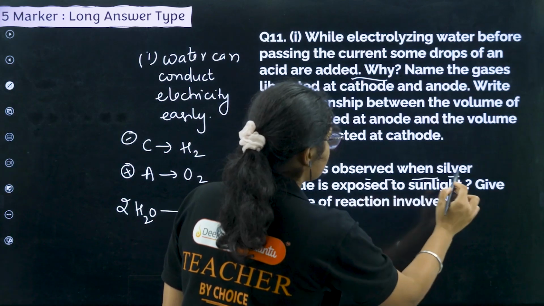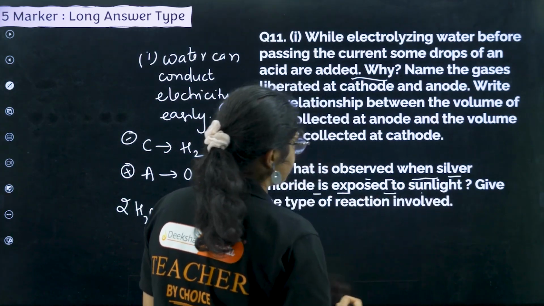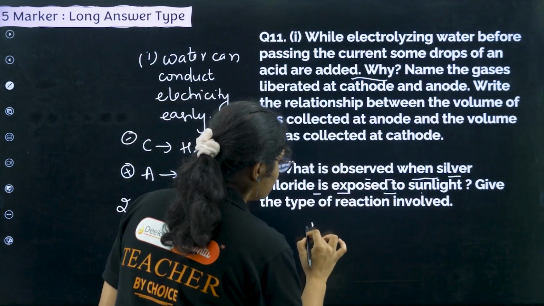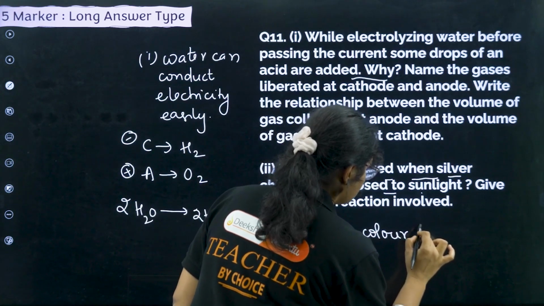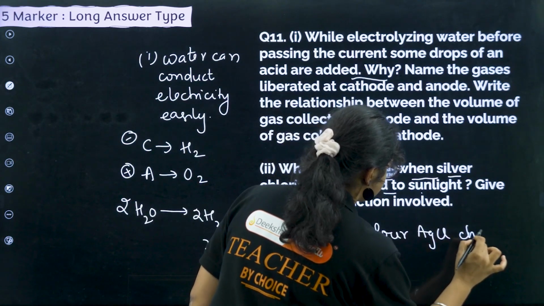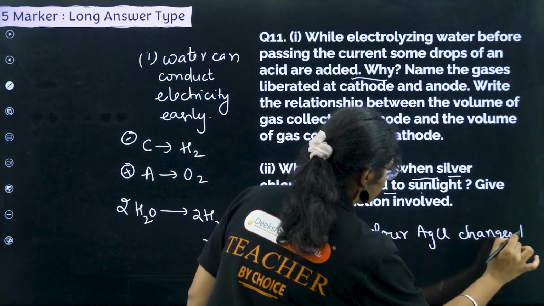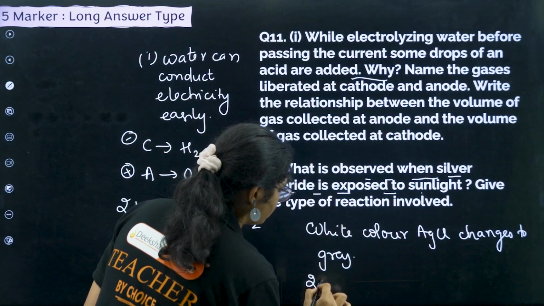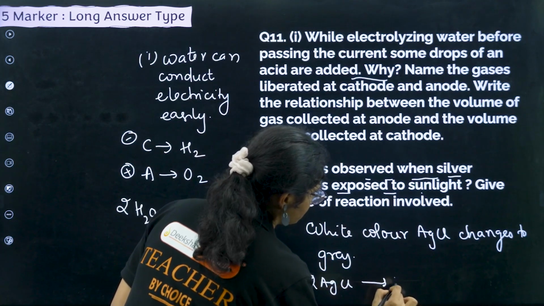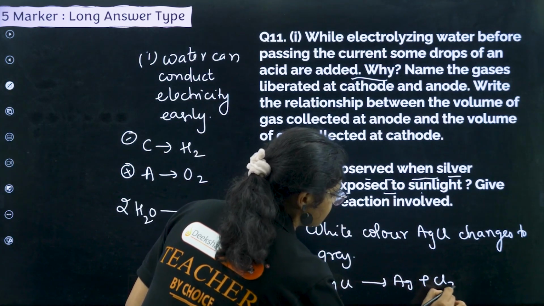Next, what is observed when silver chloride is exposed to sunlight? So you can write down what is observed. So white silver chloride changes to grey. Okay. Now what is the reaction? You have to write the photolytic decomposition reaction. 2AgCl gives 2Ag plus Cl2.